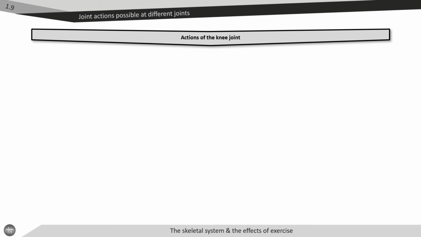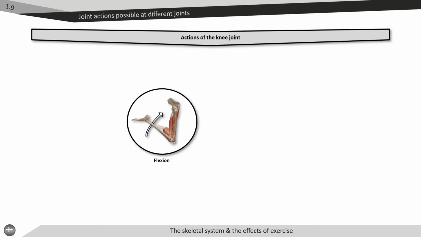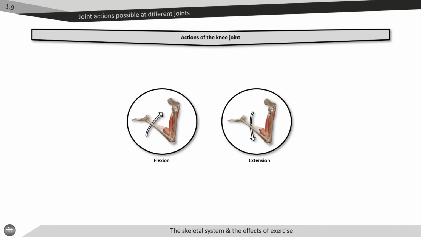The knee joint is a hinge joint like the elbow joint, and the joint actions available at the knee joint include knee flexion, where the angle of the joint is decreasing or the leg is bending, and knee extension, where the angle of the joint is increasing or the leg is straightening.